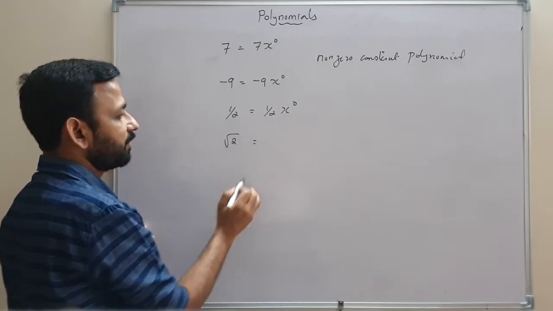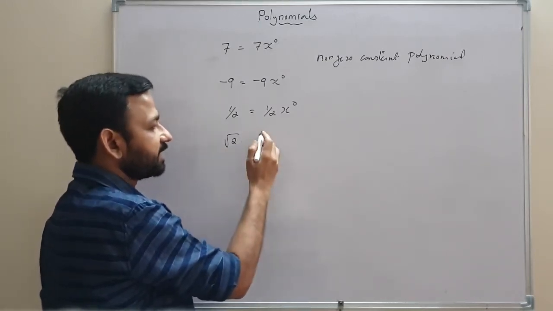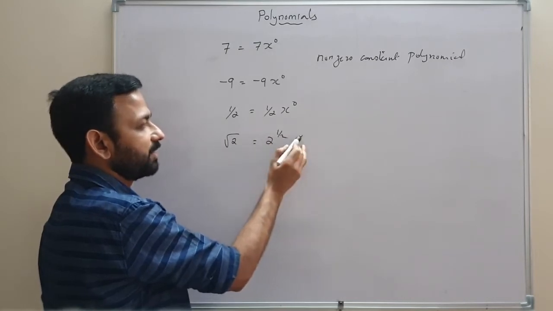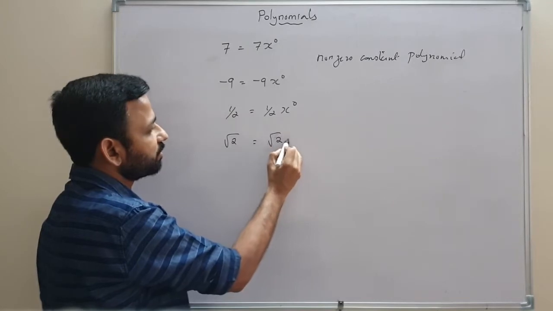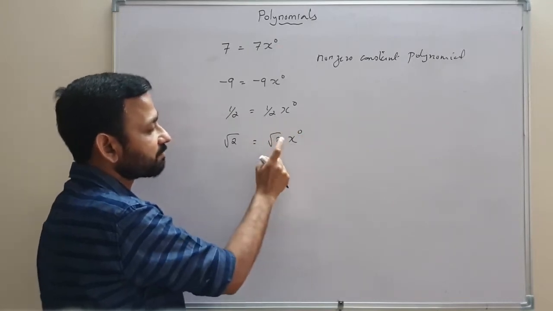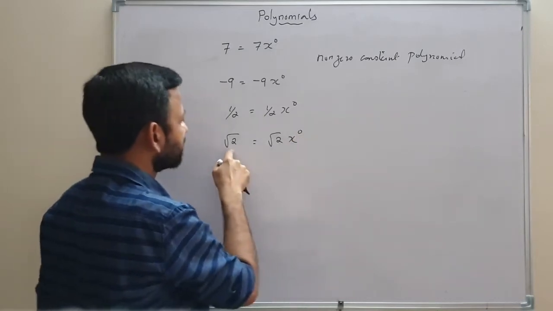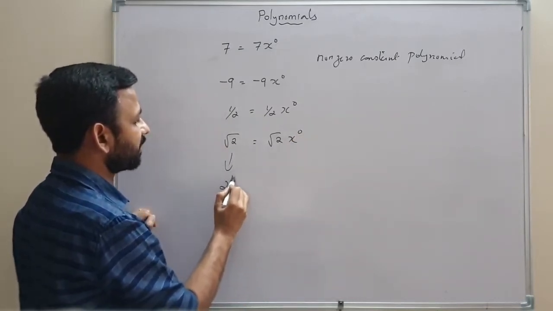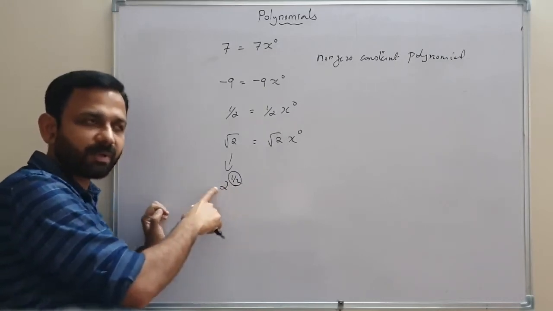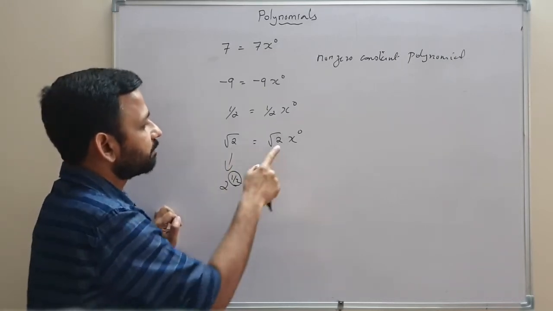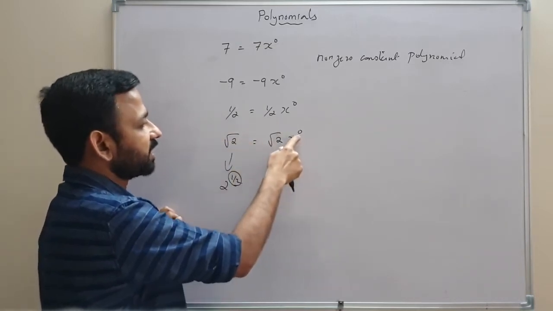Root 2 is a polynomial because root 2 is a constant. When we write it in exponential form, 2 raised to 1 by 2, but here root 2 we can write as root 2 into x raised to 0. The power of the variable should be a whole number, but the power of the constant, here 1 by 2 in 2 raised to 1 by 2, can be any number. So root 2 equals root 2 x raised to 0.